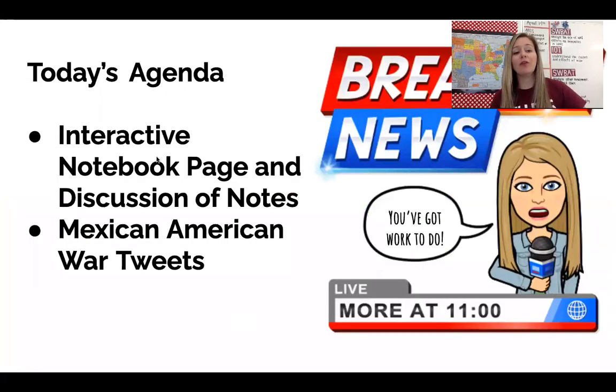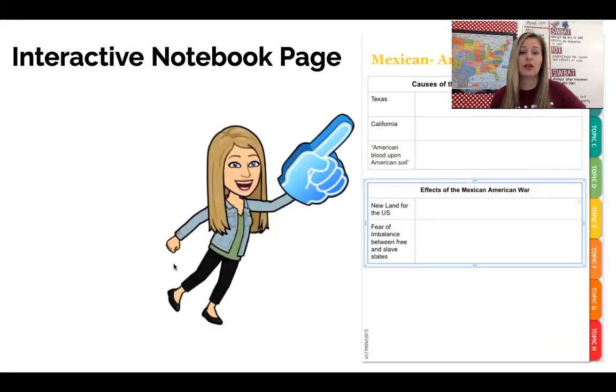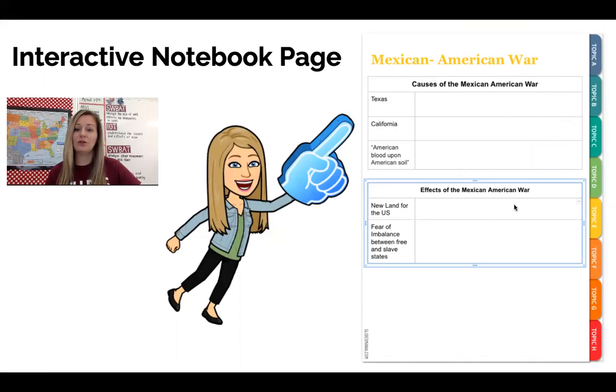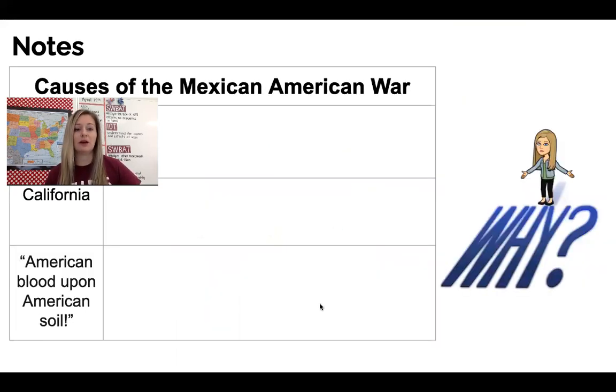So today you are going to have a part of an interactive notebook page to fill out. So make sure you've got that interactive notebook open so that you can fill that information in as we're going along. And then you have a Mexican-American War tweet assignment to create. This right here is going to be the interactive notebook page that you need to go and find. We are only filling out this part today where it says causes of the Mexican-American War. Tomorrow we will be filling in the effects of the Mexican-American War part.